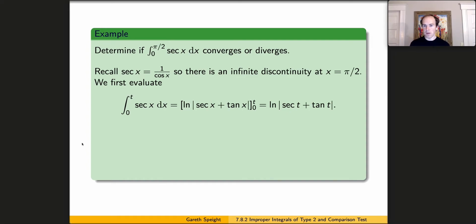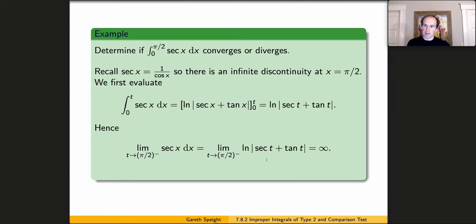So that's our antiderivative. We have to plug in 0 and plug in t. Plugging in t is easy. If we plug in 0, secant is going to be 1, and tangent is going to be 0. So we end up with ln of 1, and ln of 1 is 0. So that term disappears. We're just left with ln absolute value of secant t plus tangent of t. Then we're supposed to look at what happens to that as t tends to pi over 2 from the left. It looks like a very complicated limit, so let's break it down.